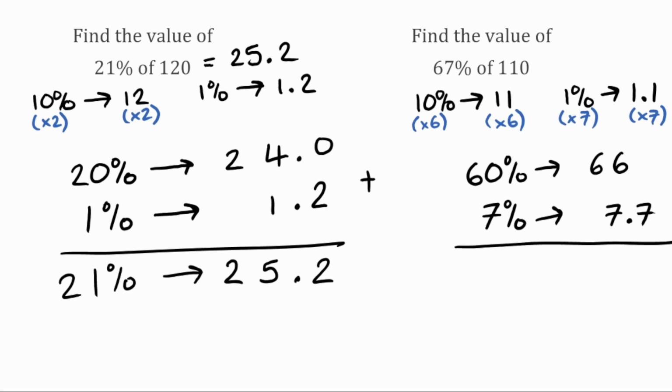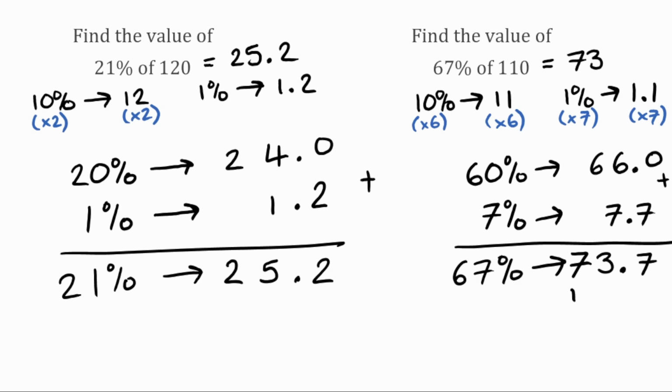So then to find this 67%, all we're going to do is add all these numbers together. So we're going to do 66 add 7.7. So again, we can put a decimal in here and add our 0. So we've got 0 add 7, which is 7. We've got 6 add 7, which is 13. So we've got 3. We're going to carry over a 1. And then we've got 6, add the 1 we carried over, would give us a 7. So the answer to 67% of 110 is 73.7.